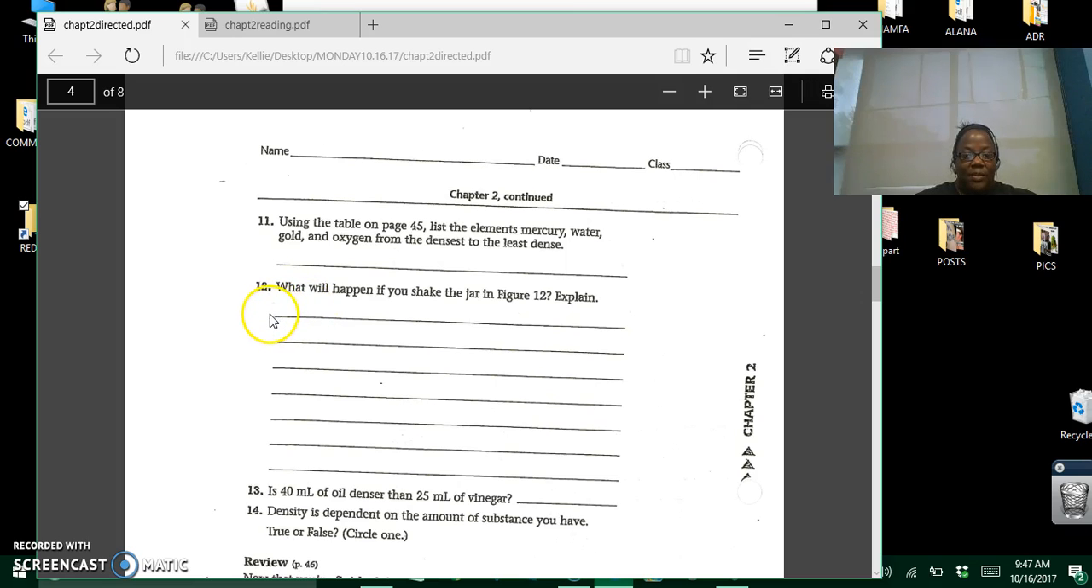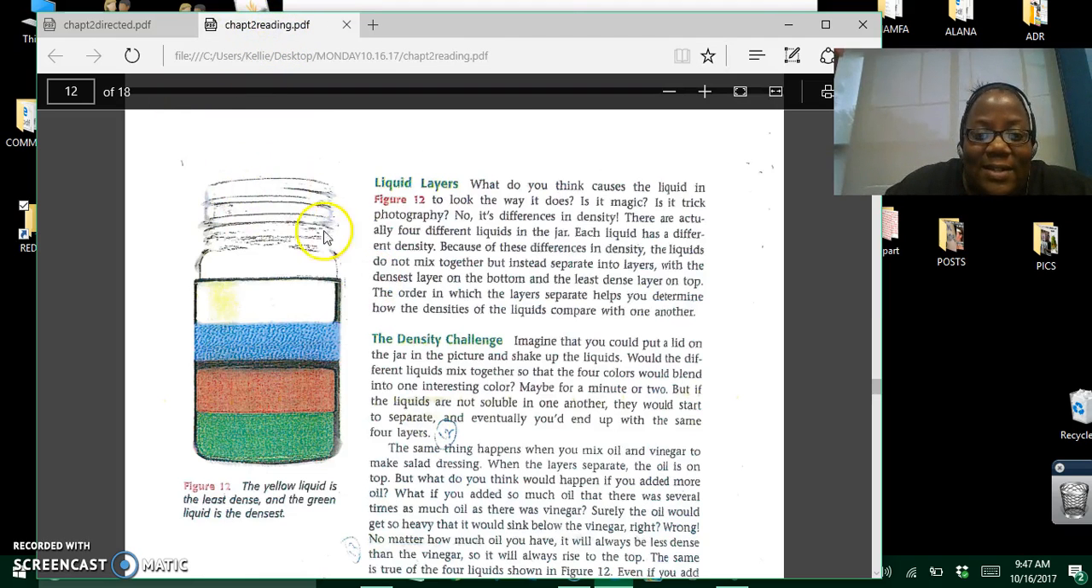Number 12. What will happen if you shake the jar in Figure 12? That's a density column that we're doing in class, which is right here. So let's read about that a little bit, just in case you didn't know that this is the experiment that I was trying to do in class.